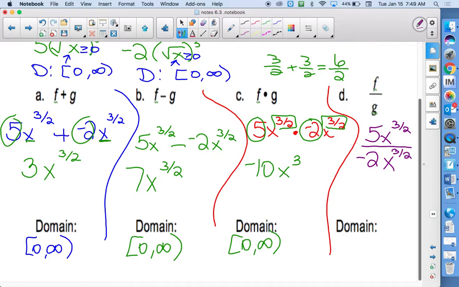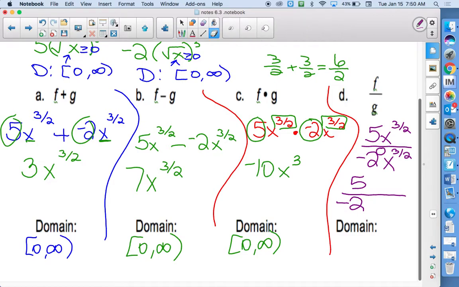No. So the only time we move it is when you have a negative exponent. Otherwise, it's just a negative number and it's going to stay where it is. So the 5 and the negative 2 aren't going to move at all. What did you say happened with the x's? You subtract them. So x to the 3 halves over x to the 3 halves would just be a 0. X to the 0 would go away.